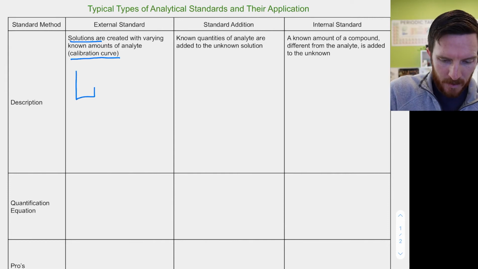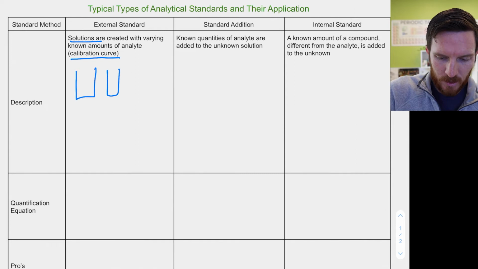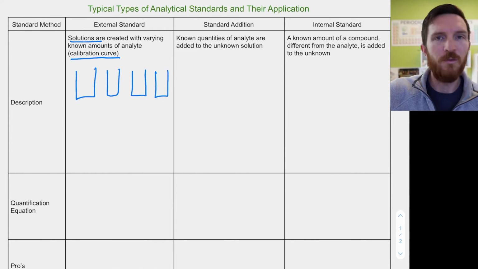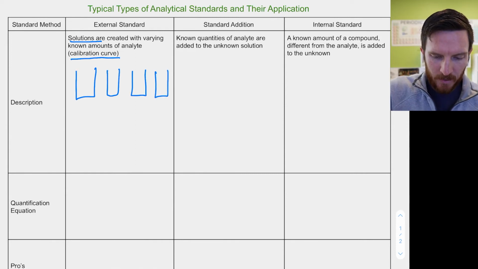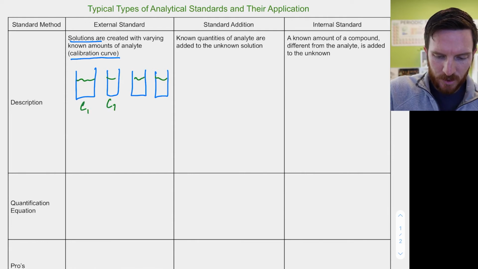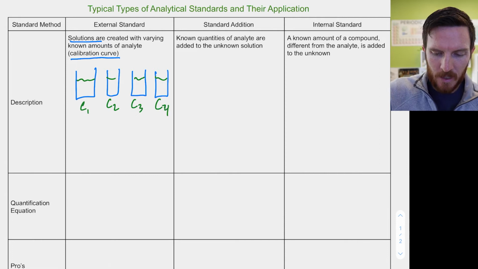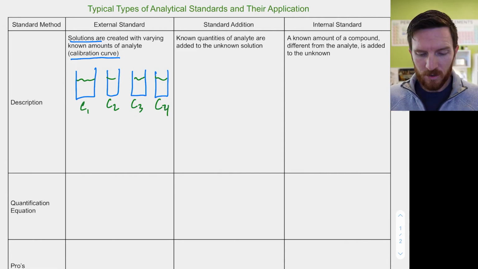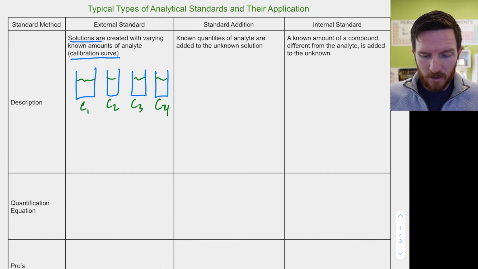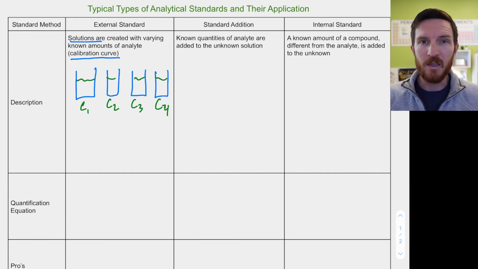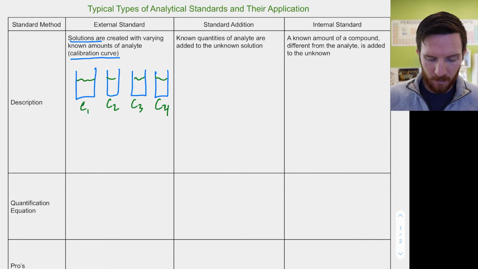So we're going to create solution 1, solution 2, solution 3, solution 4, etc. And we're going to make each of these with specific concentrations. Those 4 different solutions that we may create, we're also going to have a blank that has no concentration in it. That's just our standard blank solution that has whatever the matrix is that contains our analyte. And then we'll go ahead and create a calibration curve.